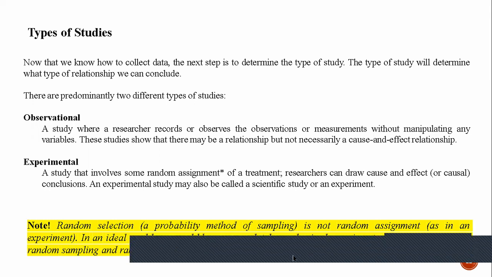I hope it's clear. So let's move from here. Types of studies. Now that we know how to collect data, up to this point we know how to sample, how we can define the population and what the population parameters and sample statistics are. We know how to collect data, how to sample data, and what the sampling methods are.